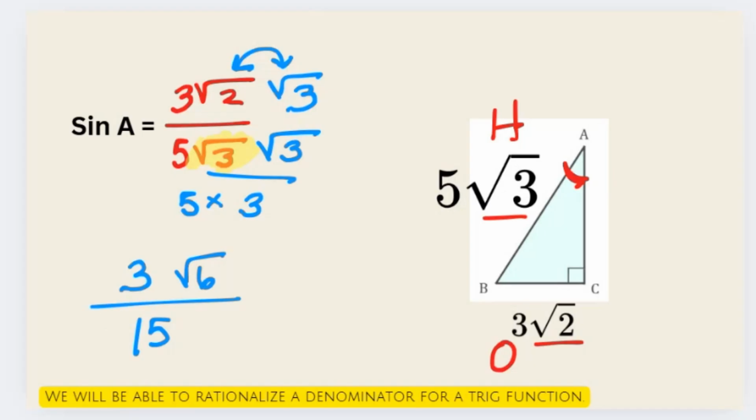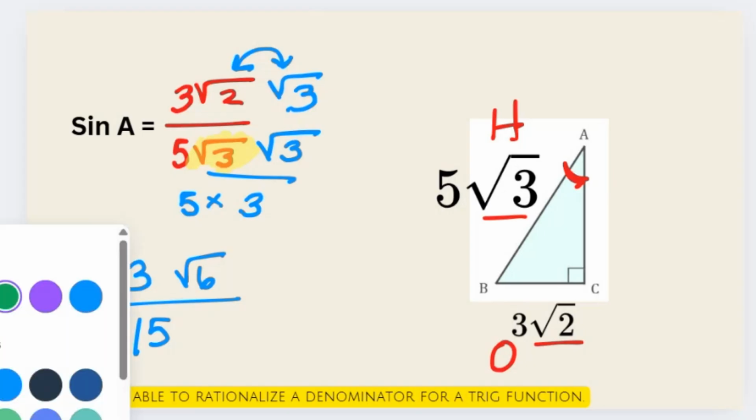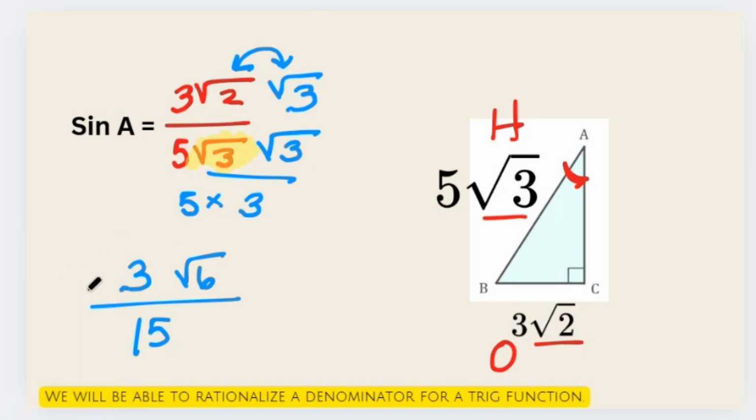Once I have a rationalized denominator, my next thought is about simplifying. And I can simplify the 3 and the 15 that are both outside of the radical because they have a common factor of 3. So if I divide the numerator and the denominator by 3, 3 divided by 3 is 1, so I have 1 times the square root of 6, which is just the same thing as square root 6. And 15 divided by 3 is 5. And this would be the rationalized ratio for the sine of A.